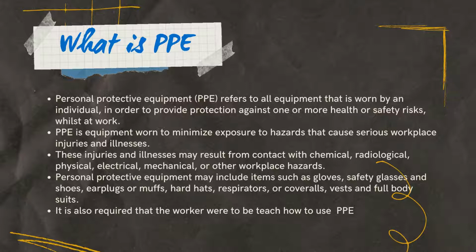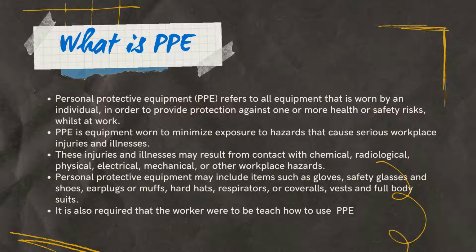PPE is equipment worn to minimize exposure to hazards that cause serious workplace injuries and illnesses. These injuries and illnesses may result from contact with chemical, radiological, physical, electrical, mechanical, or other workplace hazards.